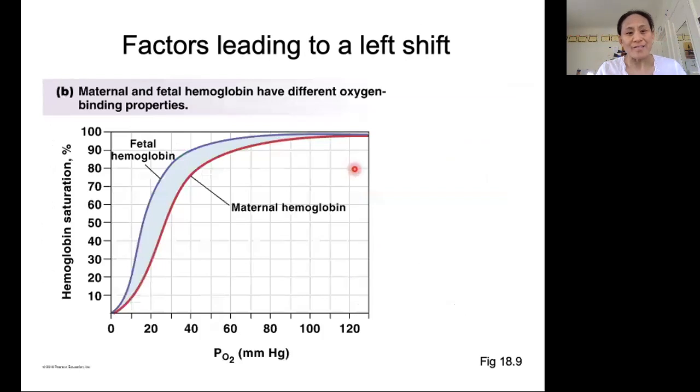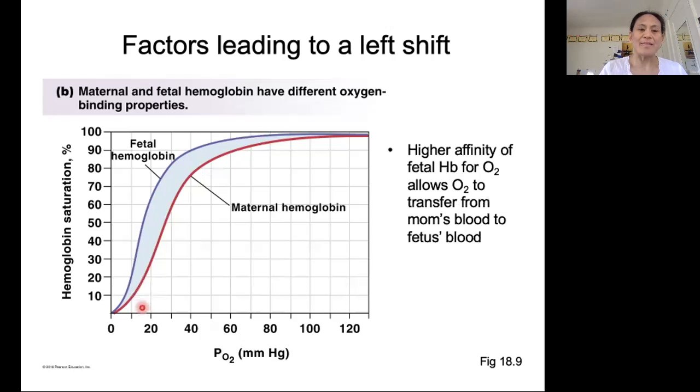There is one last factor that I want to talk about in which we see a left shift in the hemoglobin binding curve, and that is the case of fetal hemoglobin. If you look here, you can see that the fetal hemoglobin curve shown in blue is left shifted relative to normal hemoglobin, or maternal hemoglobin, which is shown in red.